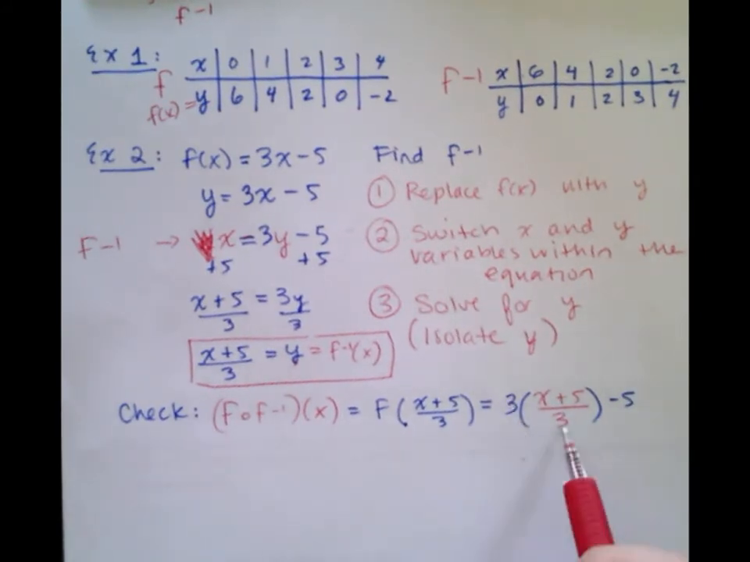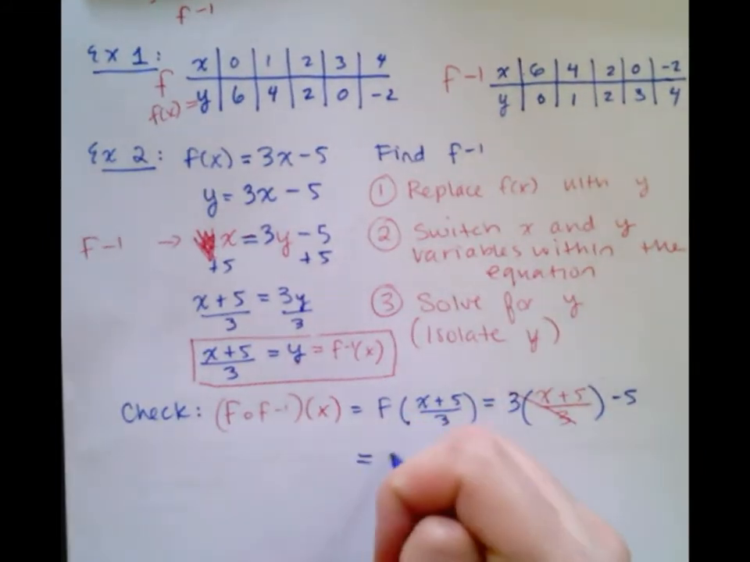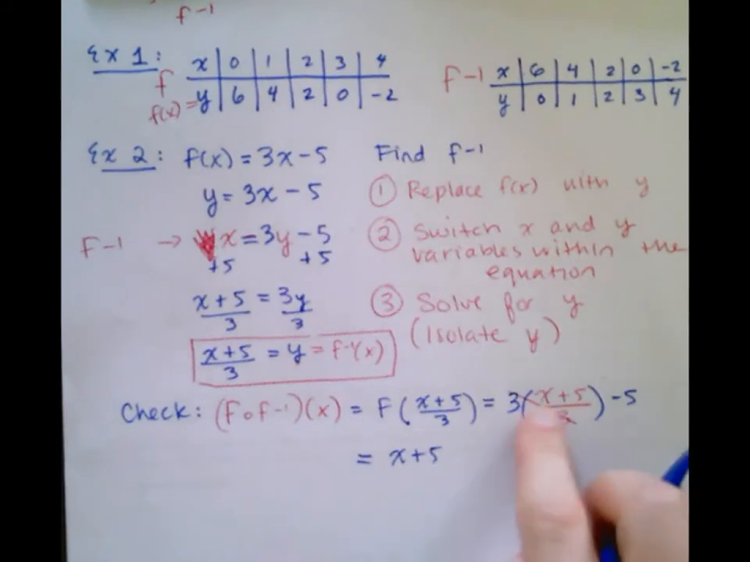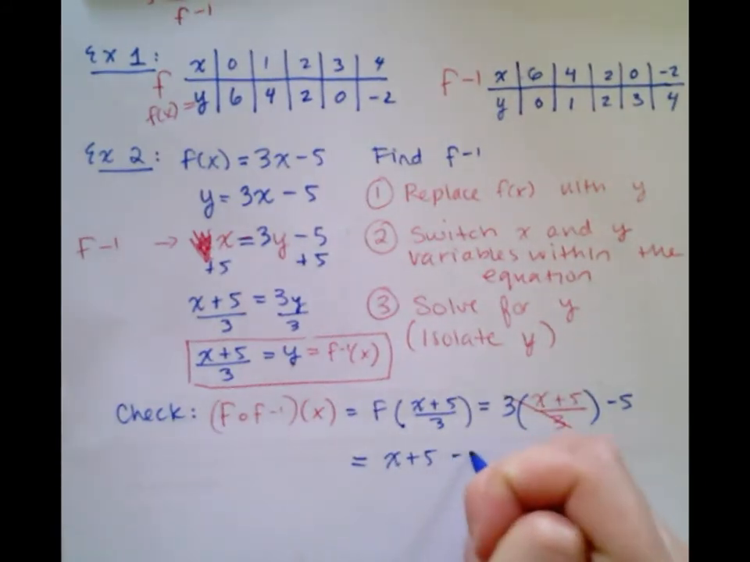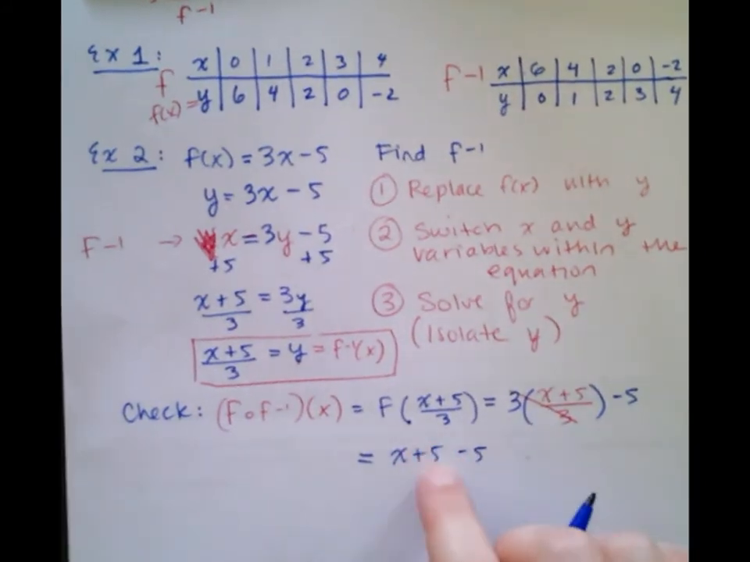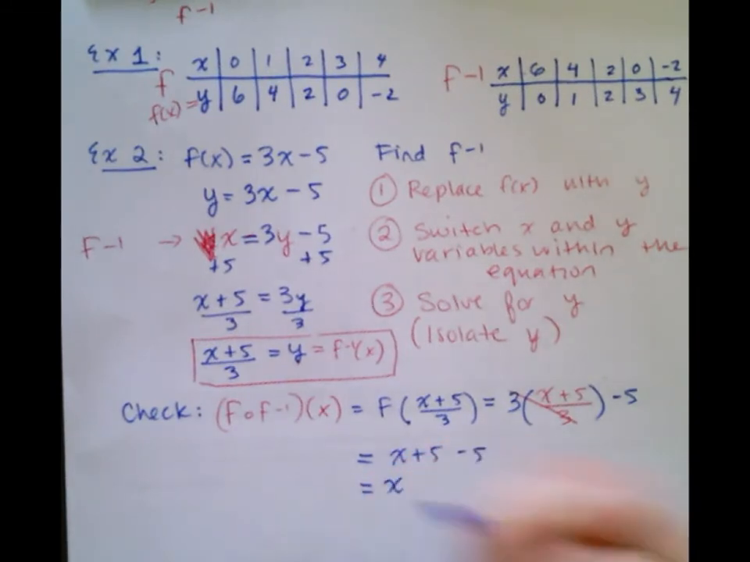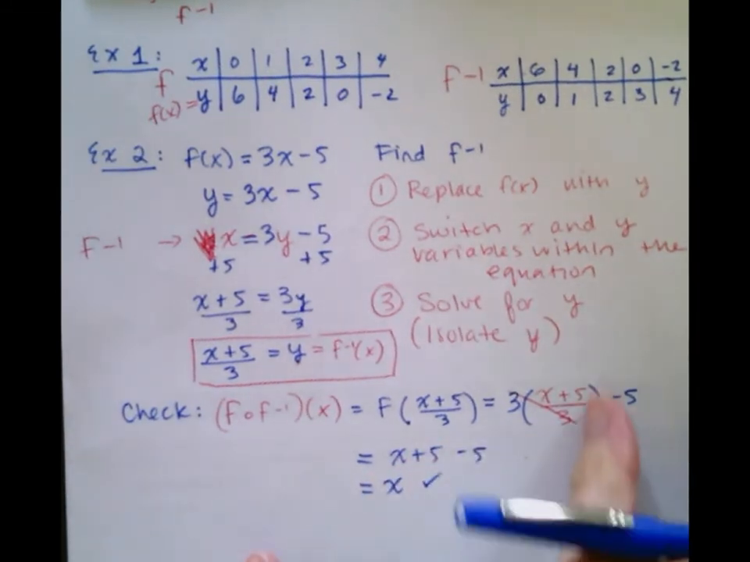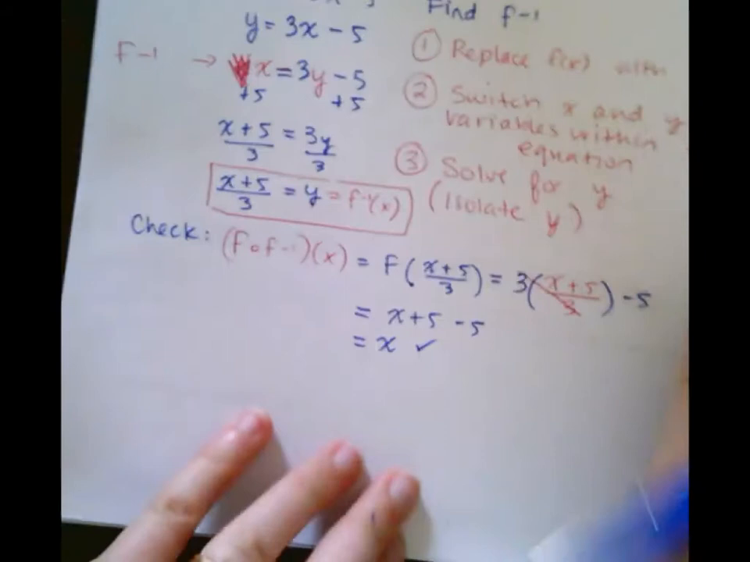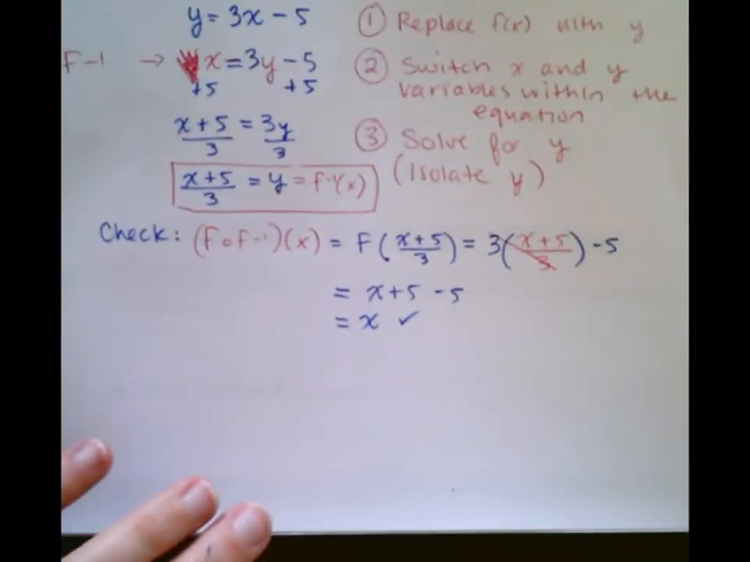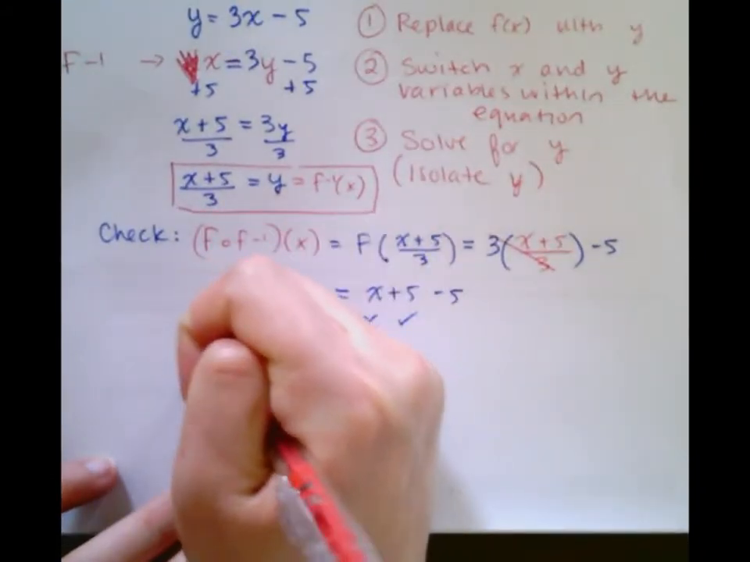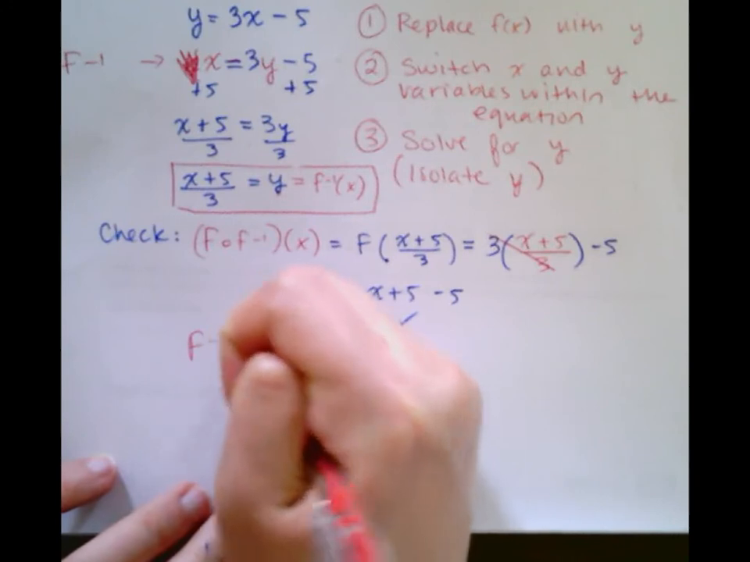There's a 3 outside and there's a 3 in the denominator. What do you know? Those will cancel. So then I would get x plus 5 from inside, from the top there, minus 5. Well, what's plus 5 minus 5? That's just x. So that checks out. And then I would also have to do the composition the other way just to make sure it works both ways. It's commutative.